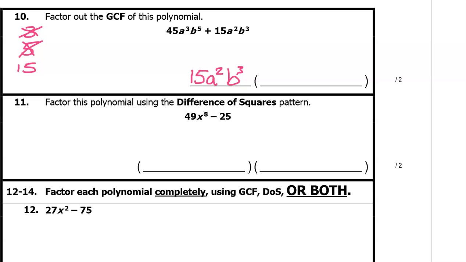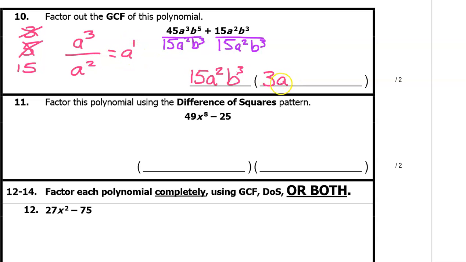To figure out what goes inside the parentheses, we should divide by the GCF. So I am going to divide each term by 15 a squared b to the third power. 45 divided by 15 is 3. We kind of saw that on the calculator a moment ago. a to the third power divided by a squared is a. Once again, I'm doing a to the third power divided by a squared. One way to think about it is subtraction. 3 minus 2 is 1. So that's why it's just a.